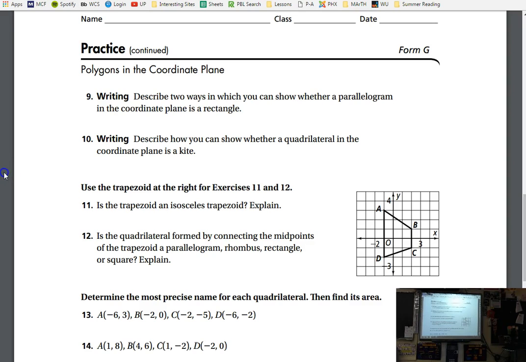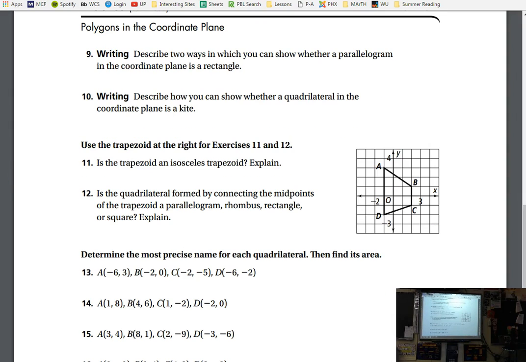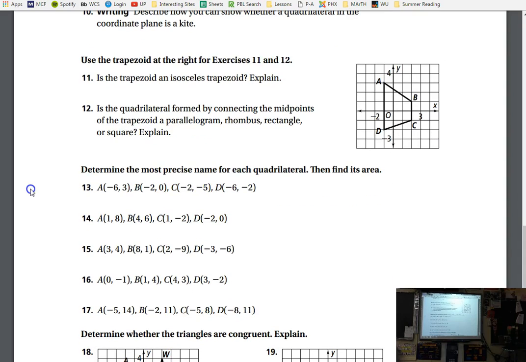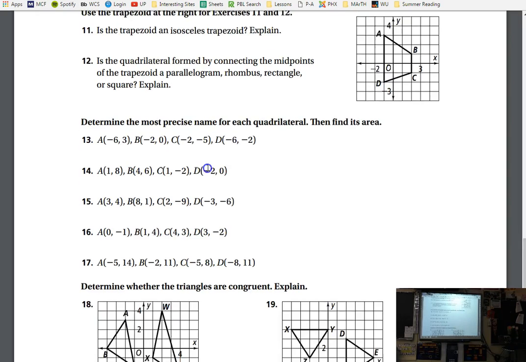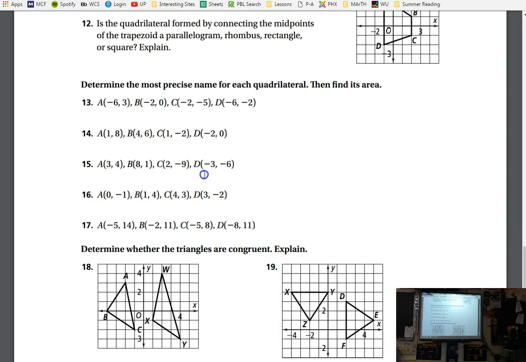Short answer responses. Still, to be an isosceles trapezoid means that the 2 sides are the same. So it'd be this and this, A, B, and D, C. So whether it's triangle or larger than that, isosceles means 2 the same.